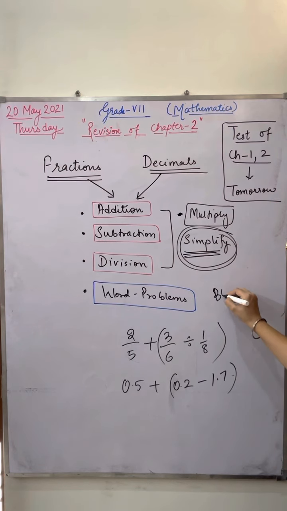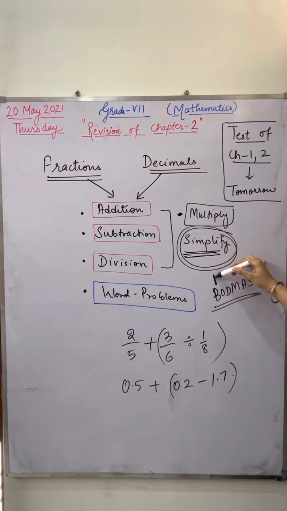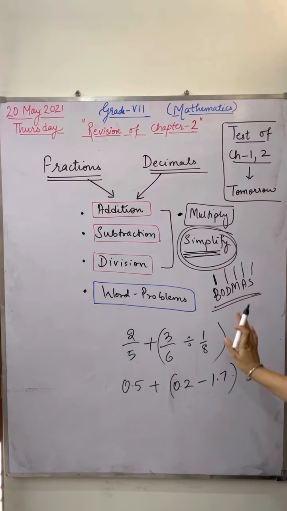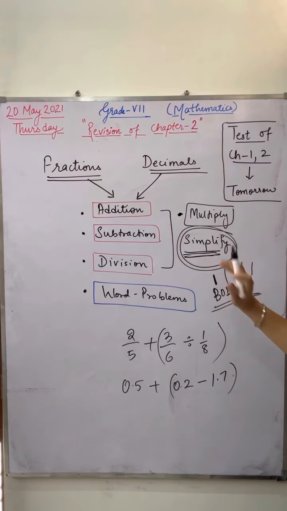You have to apply the BODMAS rule always. If the brackets are there, remove the brackets first of all, solve the brackets, and then go for division, multiplication, addition and subtraction. Right? So such kind of operations we can do in simplification.